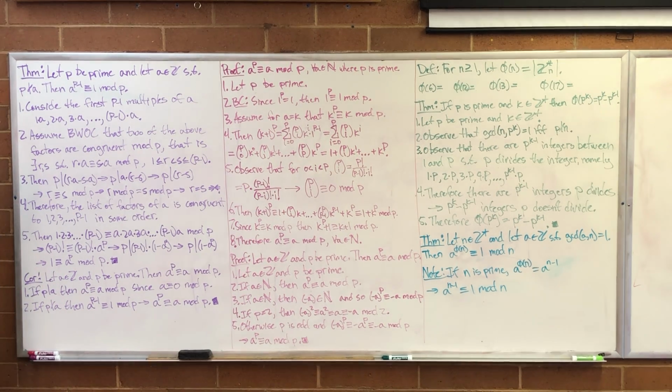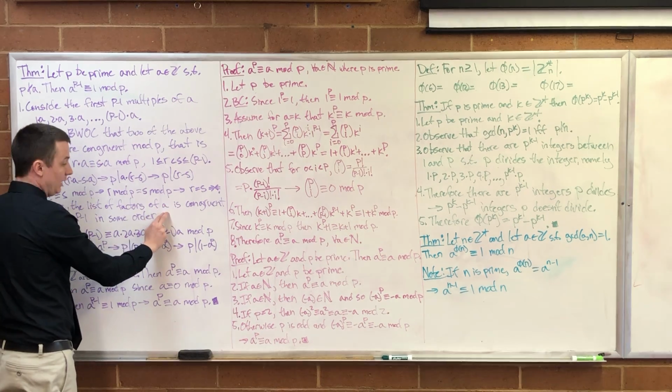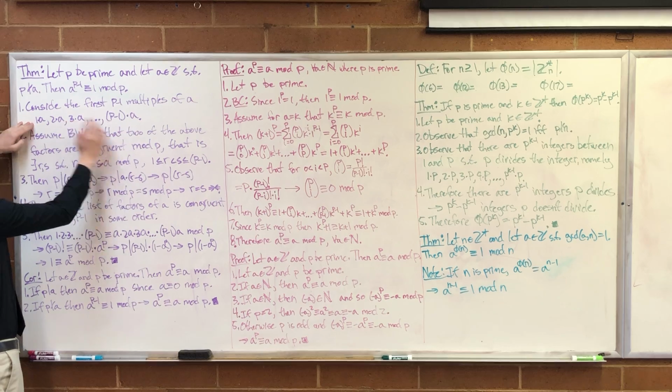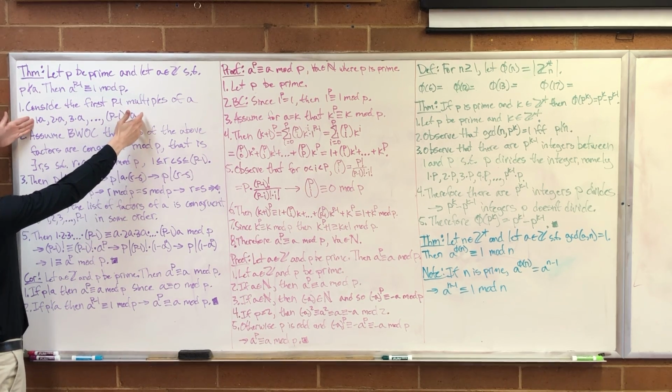Okay. So therefore the list of factors A is congruent to 1, 2, 3, all the way up to P minus 1 in some order. What does that mean? So let's go back. I know that, first off, how many numbers do I have listed here?